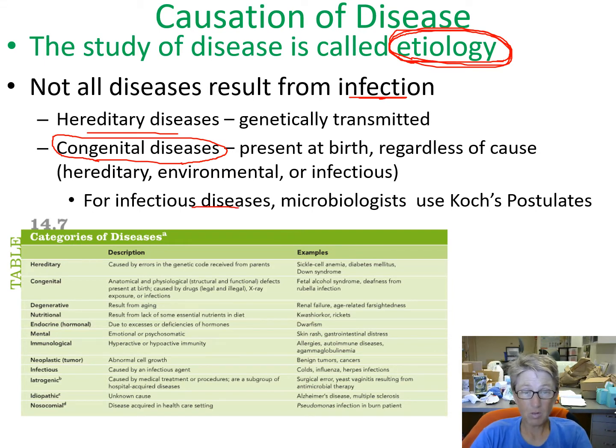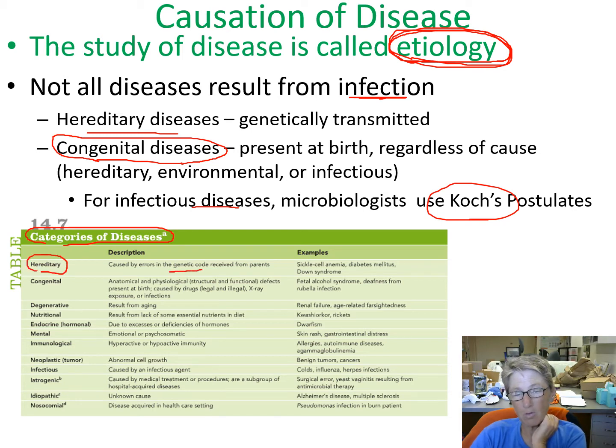For infectious diseases, microbiologists use Koch's postulates. We've talked about those in the past, but the next slide talks about Koch's postulates again. So let's look at this. It's kind of cool. Categories of diseases. Hereditary diseases. So the description is caused by errors in the genetic code. You got that from your parents. Examples would be sickle cell anemia, diabetes mellitus, and Down syndrome.